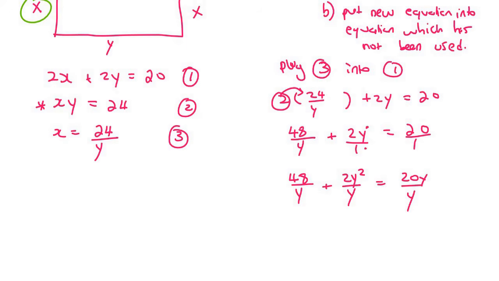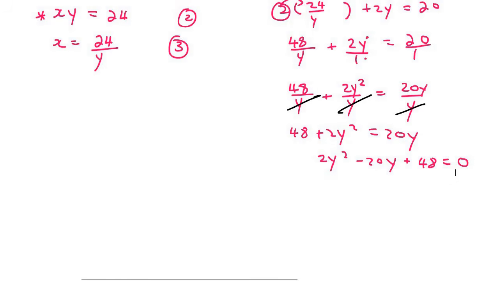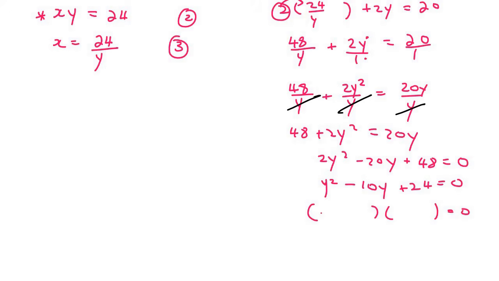Now that we've got y's everywhere at the bottom, we can ignore them. And then we have 48 plus 2y squared equals 20y. I'm going to bring the 20y over, like that. Now, you can use the quadratic formula here, but I'm going to first divide everything by 2. We are allowed to do that. There we go. And this one will actually factorize quite nicely. It's (y minus 6)(y minus 4). And so therefore y would be 6 or y would equal 4.